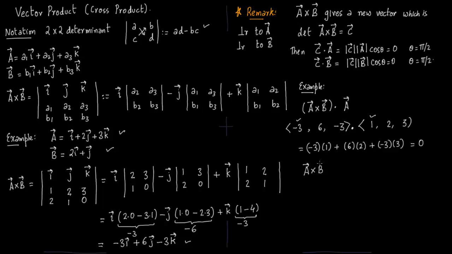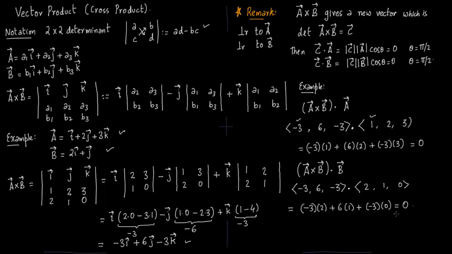Similarly, you can compute A vector cross B vector dot product with B vector. This is minus 3, 6, minus 3 dot 2, 1 and 0. So minus 3 times 2 plus 6 times 1 plus minus 3 times 0, and you again get 0. So you can see A vector cross B vector dot product with A and B is 0.